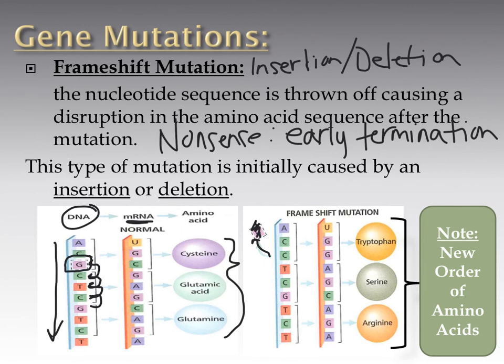So a nonsense mutation means you're only getting a small portion. Yes, the portion that's made is correct, but because it's going to be a much smaller segment, again, that protein is not going to function properly.